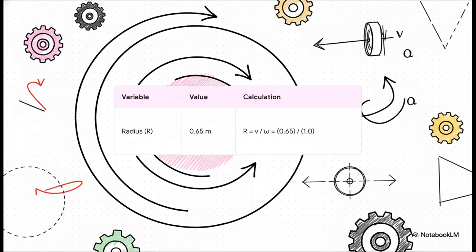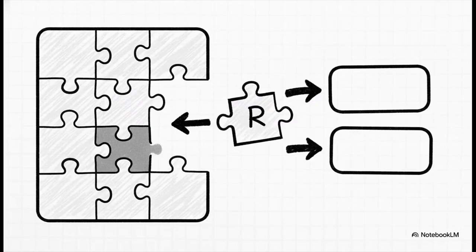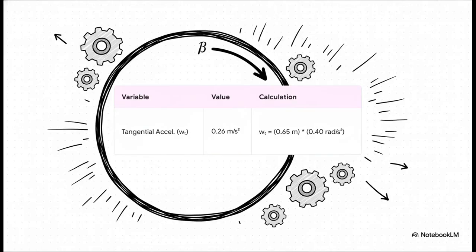Now we're back in business. Awesome. We found the missing piece. Now we have everything we need to knock this out. Let's get back to our main goal, calculating those two acceleration components. So let's circle back to that tangential acceleration. We've got the formula w tangential equals r times beta. We now know r is 0.65 meters, and we already figured out beta is 0.40. Multiply those together, and we get 0.26 meters per second squared.